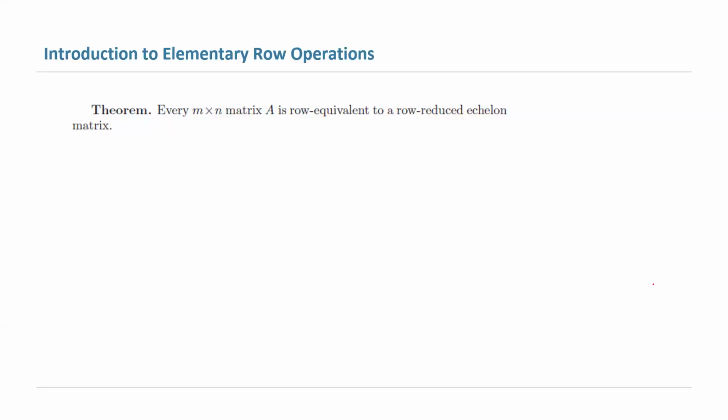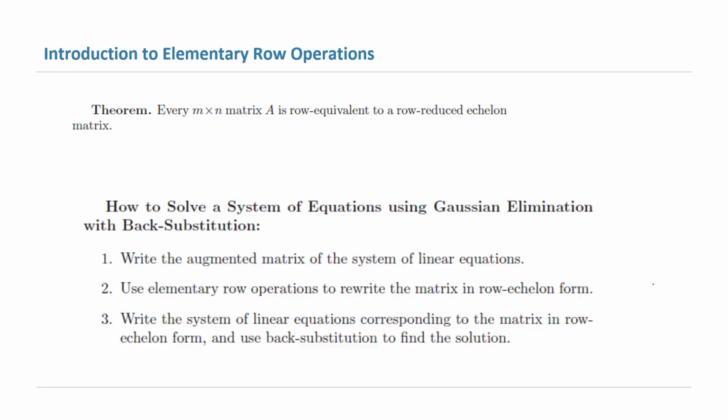This theorem says that every m by n matrix like A is row equivalent to a row reduced echelon matrix. But how is that going to help us to solve a system of linear equations? To solve a system of linear equations using Gaussian elimination with back substitution, first write the augmented matrix which is associated to your system of linear equations.